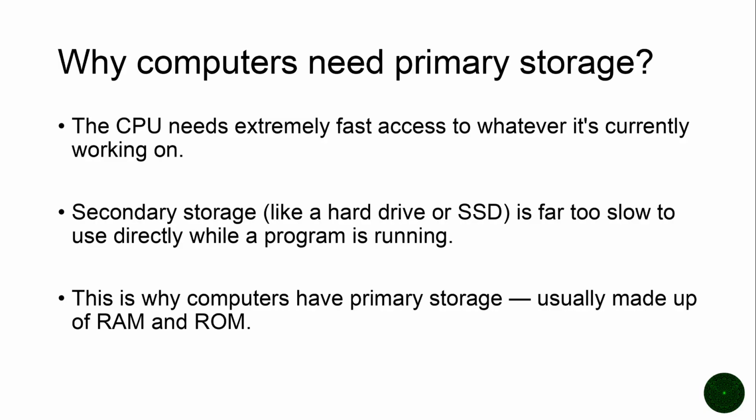The CPU needs really fast access to instructions and data it's currently using. Secondary storage is way too slow for the CPU to access. Hence, computers have primary storage.